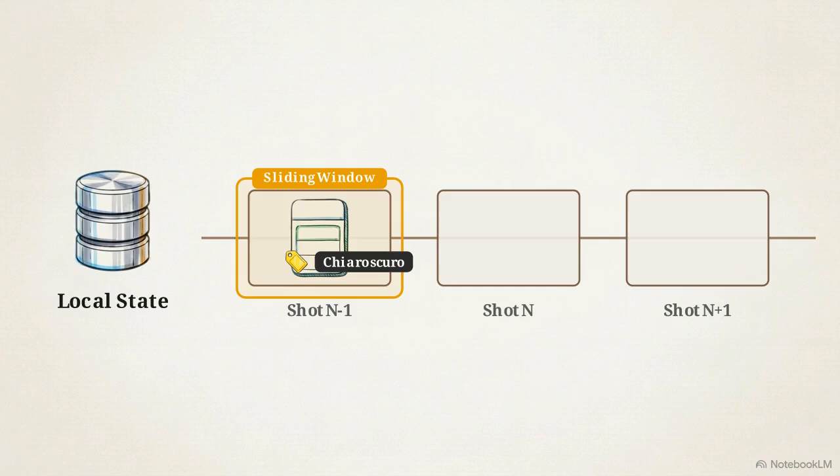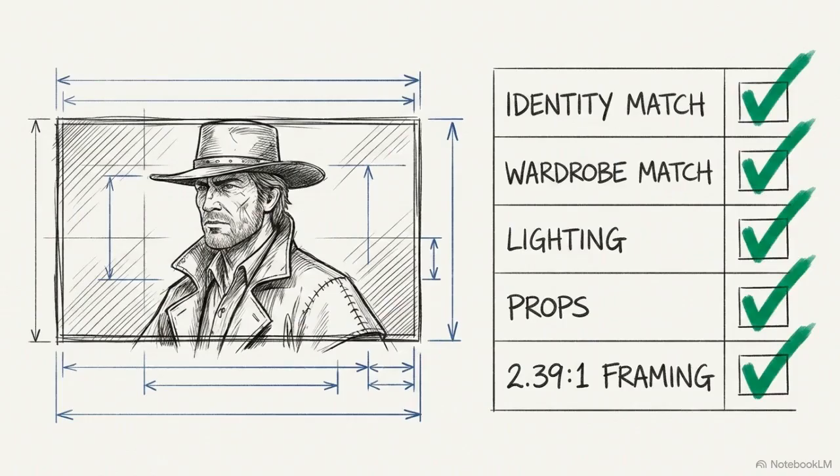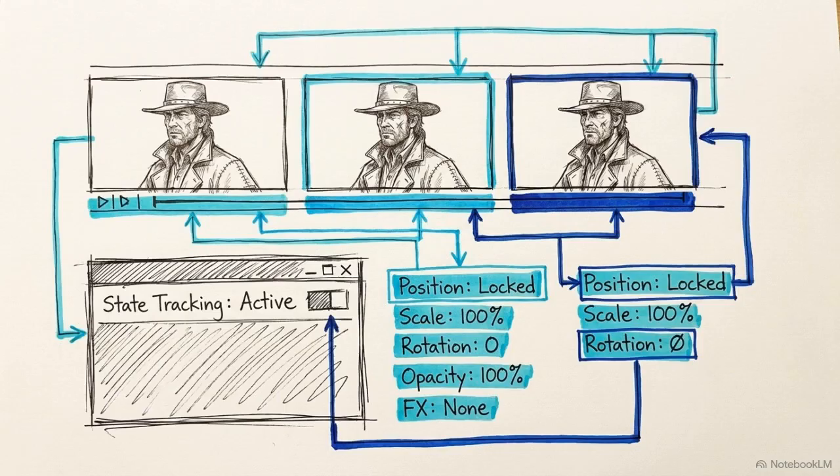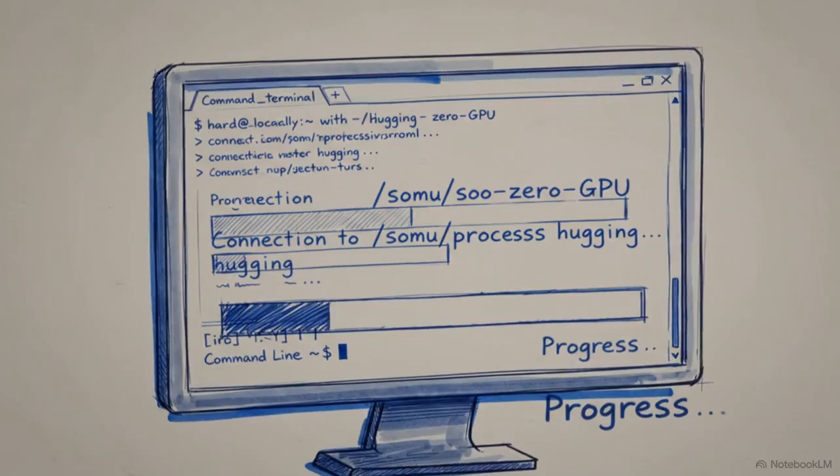A sliding window tracks metadata and lighting keys from the previous shot, passing it directly into the current shot's input. Finally, a 5-point truth table automatically evaluates the output, verifying the character's identity, wardrobe, and framing before it commits the asset to the disk. The visual hallucinations of a diffusion model can be anchored across multiple cuts, but only through rigorous local state tracking.